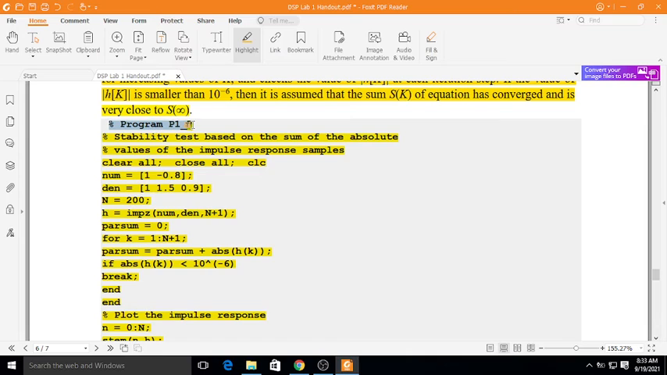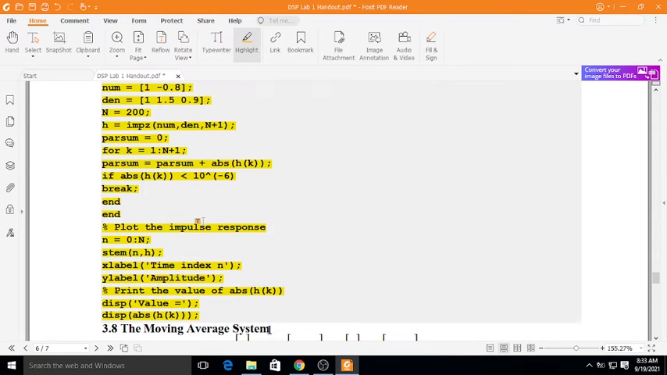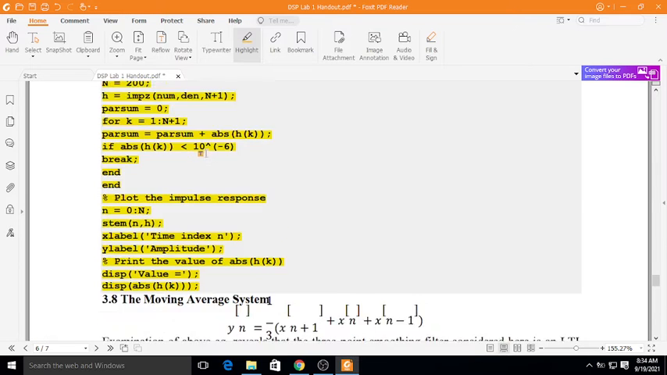%Program P1_7 % Stability test based on the sum of the absolute values of the impulse response samples. clear all, close all, clc, num = [1 -0.8]; den = [1 1.5 0.9]; N = 200; h = impz(num, den, N+1); parsum = 0; for k = 1:N+1, parsum = parsum + abs(h(k)); if abs(h(k)) < 10^-6, break, end, end % plot the impulse response n = 0:N; stem(n, h), xlabel('Time index n'), ylabel('Amplitude'), print the value of abs(h(k)). disp('Value =') disp(abs(h(k))).